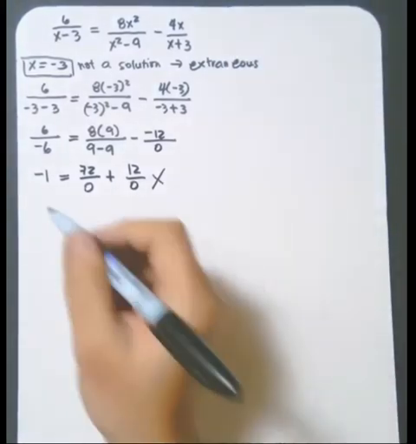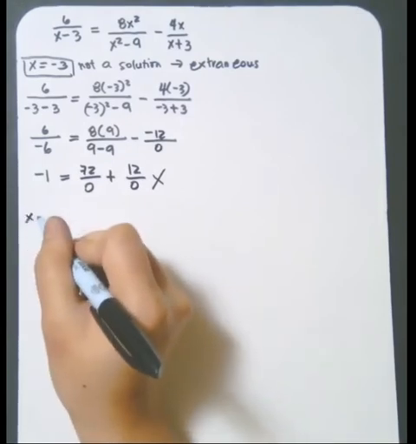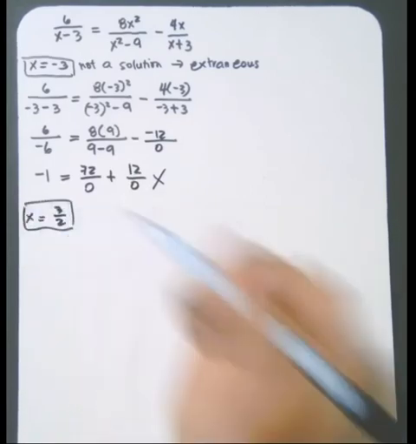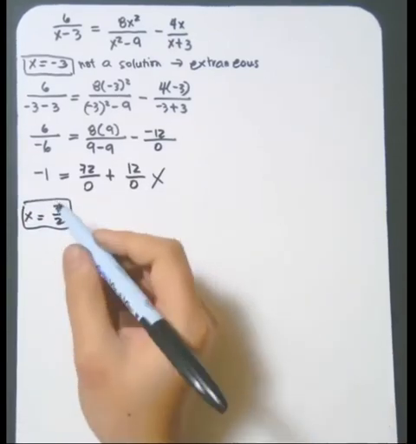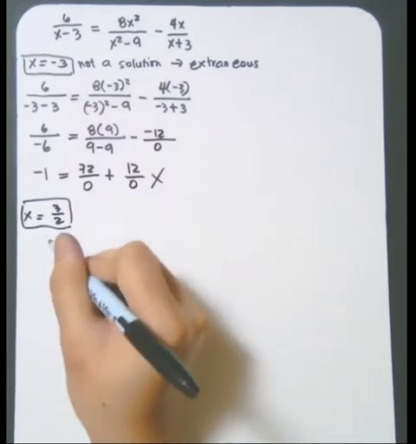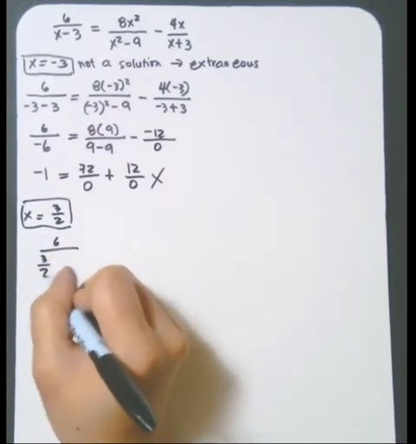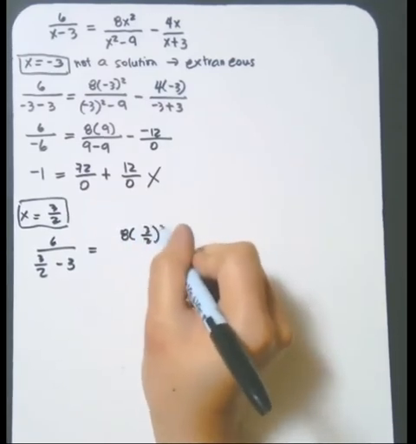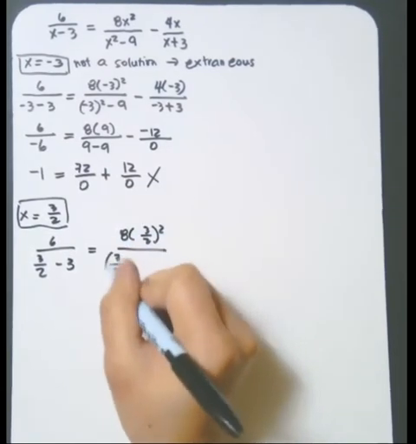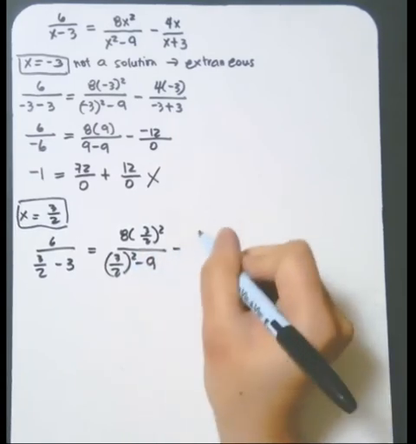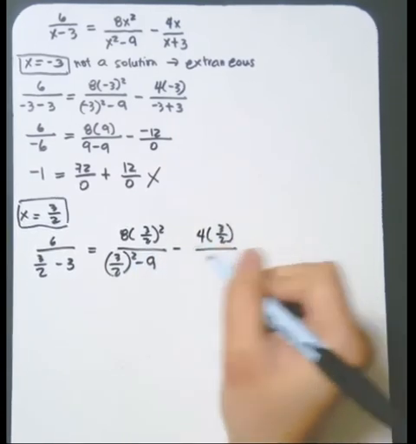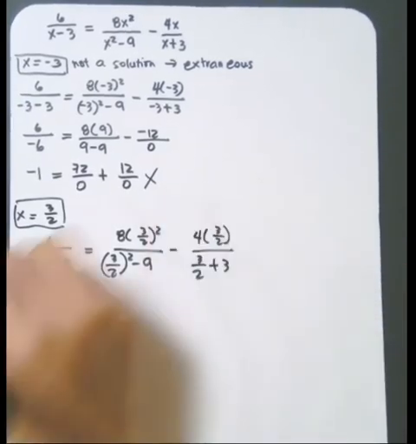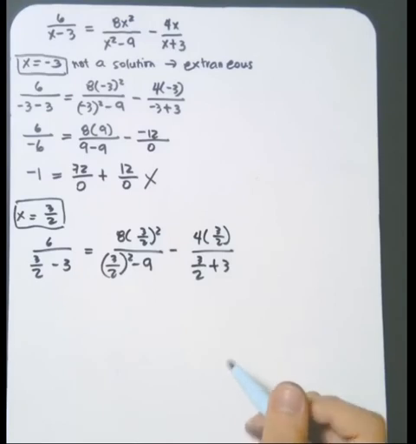Now let's check whether the second value of our solution is a solution or not. 3 over 2. Plug this into the original equation. We have 6 over 3 over 2 minus 3 equals 8 times 3 over 2 squared, all over 3 over 2 squared minus 9, minus 4 times 3 over 2, 3 over 2 plus 3. You can use calculators later on to solve for these fractions, or you can do it manually.